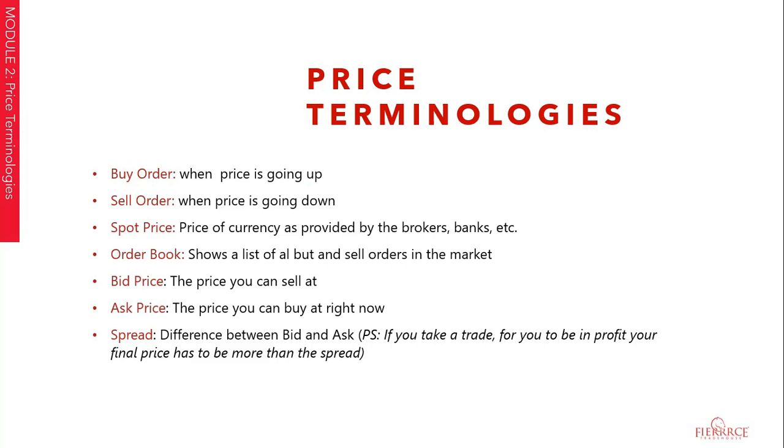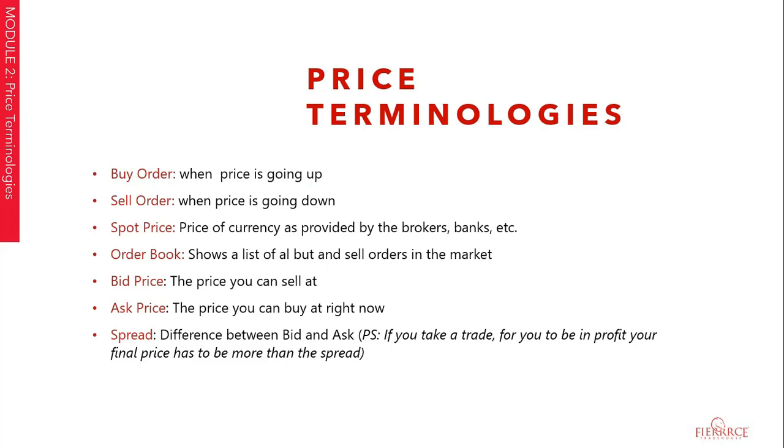Then we have the order book, which usually shows a list of all buy and sell orders in the market. When you go to the bank, there's a screen showing prices going up and down, up and down, of different currency pairs, right? That is the order book. And it's always running throughout the day when the market is open and different sessions are open.